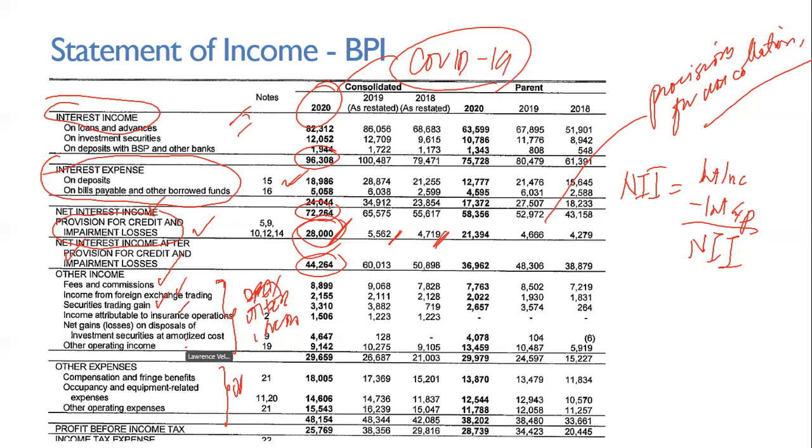And then here, these are the OPEX. These are related to the operations of the company. So they spent 48 billion for it, primarily on compensation and fringe benefits. So their profit before tax is 25,769. I did not include what comes after that because it's normal already, since that's profit before income tax.